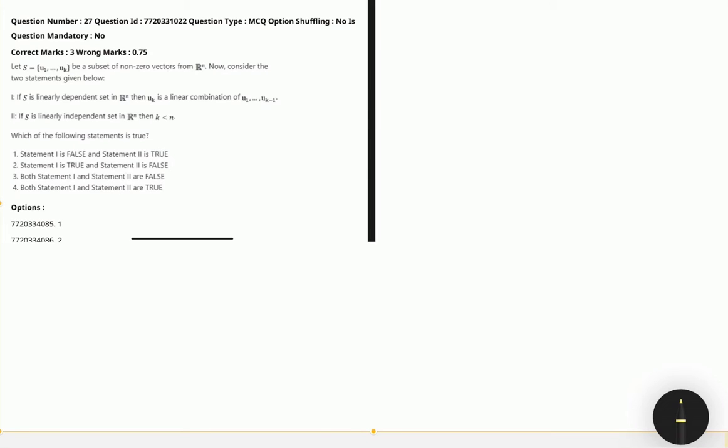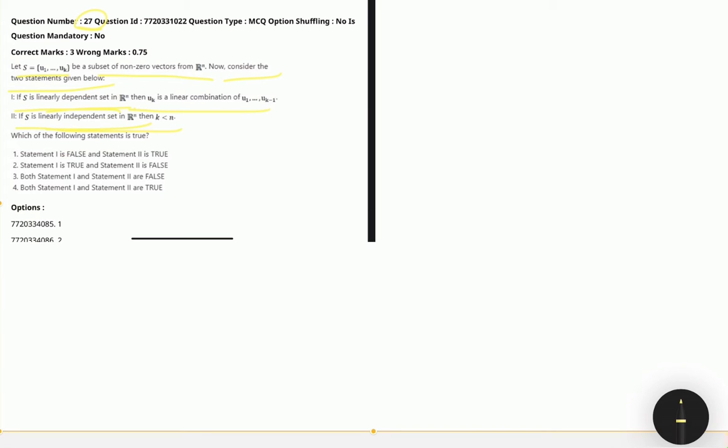So the next question we have is question number 27, and we are given that S is {u1, u2, ..., uk}, a subset of non-zero vectors from Rn. Consider the two statements below. If S is linearly dependent, then uk is a linear combination of u1, u2, up to uk minus 1. If S is linearly independent, then k is less than n. In this particular question, you just have to think of the basic definitions of linearly dependent and independent. That's it.